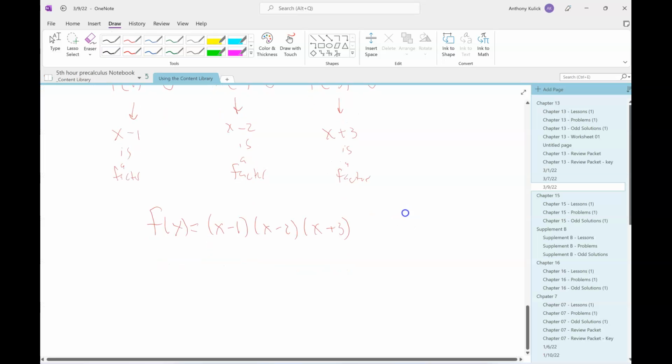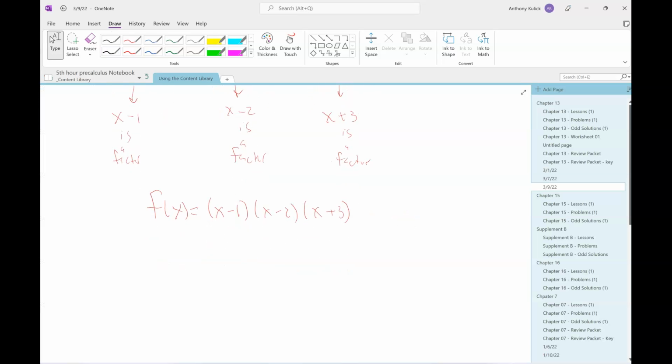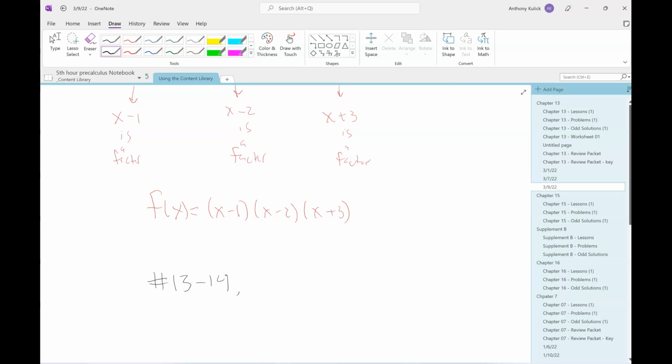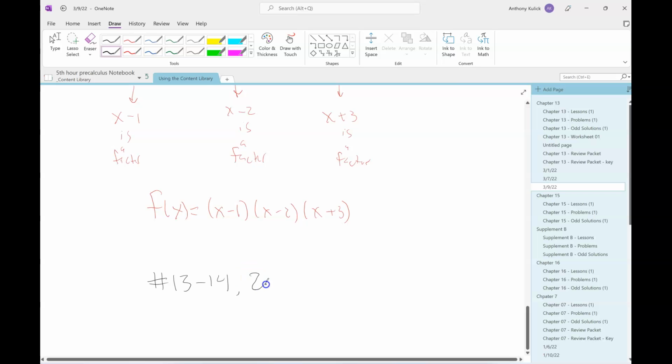And that's as far as I want to get to today. That should allow you guys to do numbers 13 through 14. And we should be able to do 20 to 20... What did we do before? We went up to 19 before? Yeah, we go all the way to 31 then, I guess. 20 to 31.